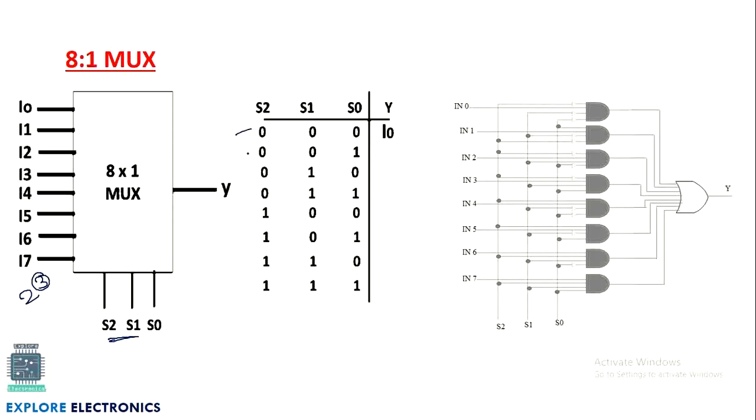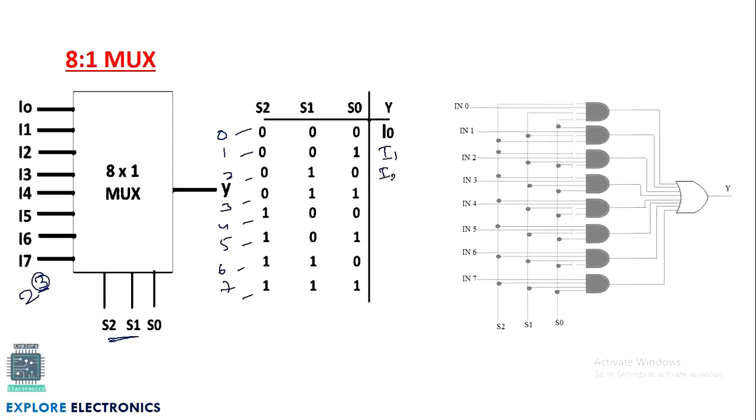So the select line inputs can be 000, 001, 010, 011, 100, 101, 110, 111, right? These are the different values we can get for 2 power 3 inputs, meaning using 3 select lines. Using 3-bit values, if we represent, it will go up to 0, 1, 2, 3, 4, 5, 6, 7 like that. Okay. So the outputs are I0 when 000.